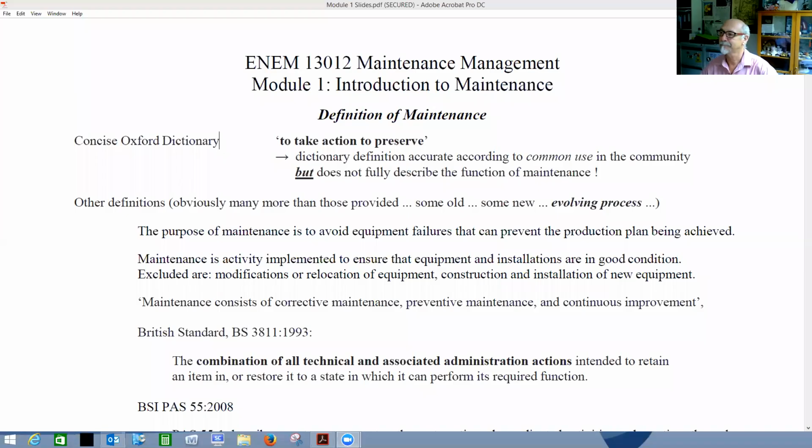Welcome. With our maintenance management, we're now going to have a look at an introduction to maintenance, and particularly talk about definitions of maintenance management, historical context, and a few other things as well. So, if you look up the Concise Oxford Dictionary, it says that maintenance is to take action to preserve.